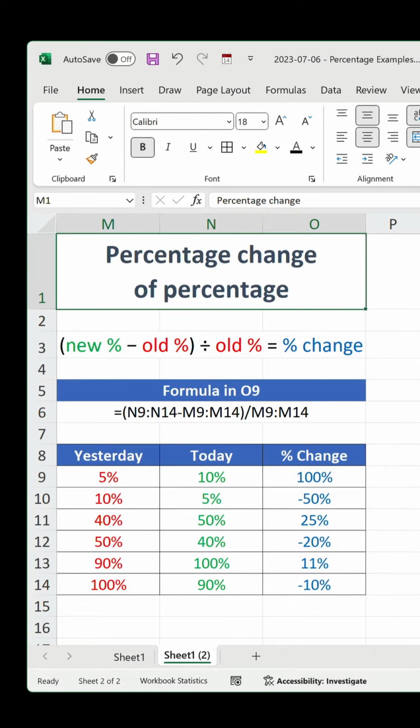To find the percentage change of percentages, subtract the old percentage from the new percentage and divide the result by the old percentage. For example, 5% to 10% is a 100% increase, whereas 10% to 5% is a 50% decrease.